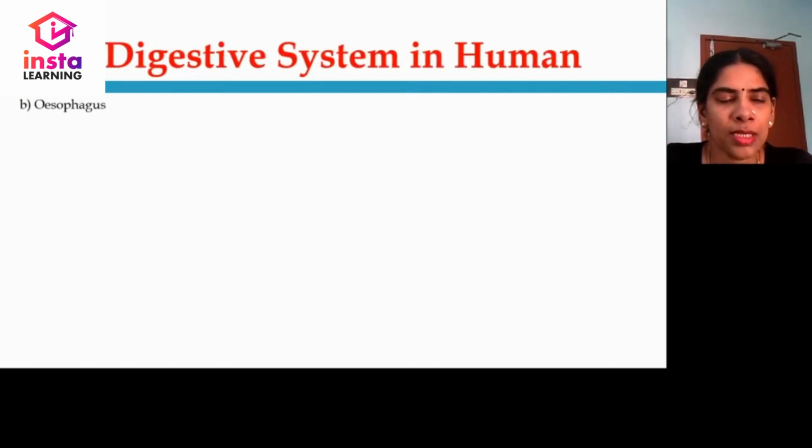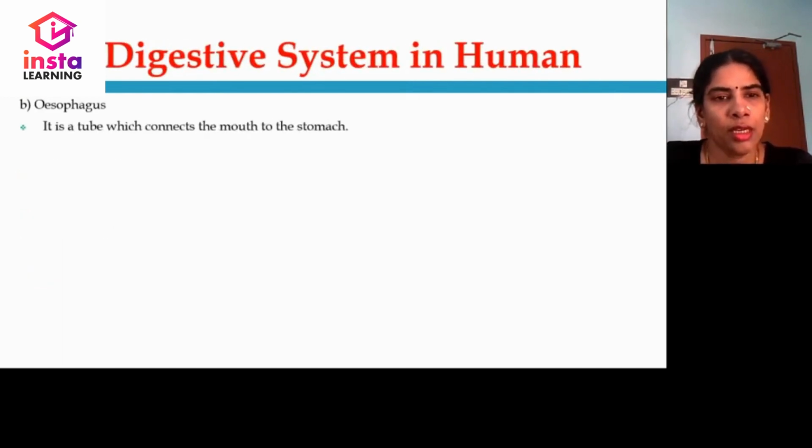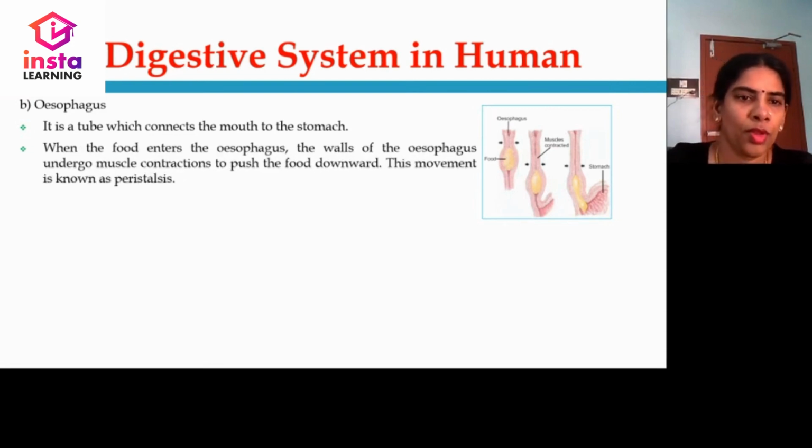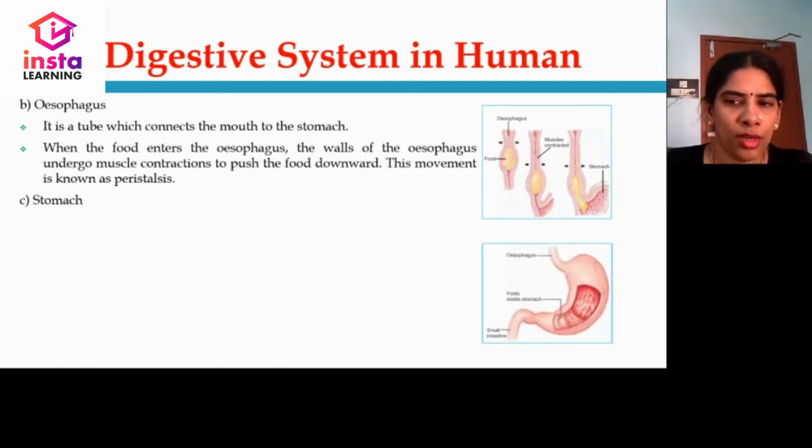Now we'll see what happens in the esophagus. Esophagus is nothing but a tube which connects the mouth to the stomach. When the food enters the esophagus, the walls of the esophagus undergo muscular contractions so that the food is pushed downwards. This movement, we'll call it peristalsis, and the food reaches the stomach.